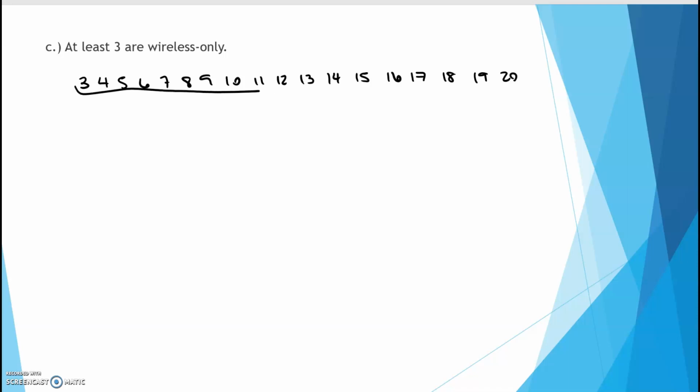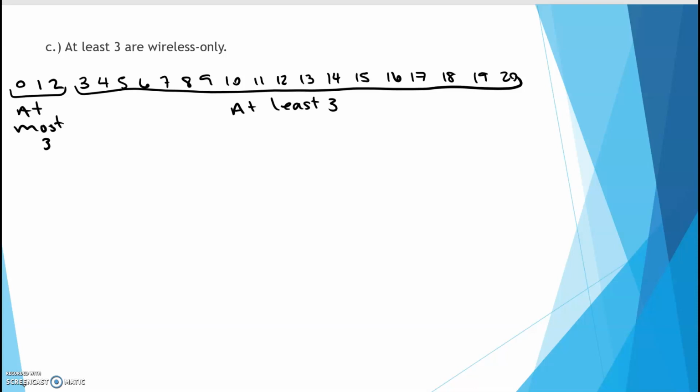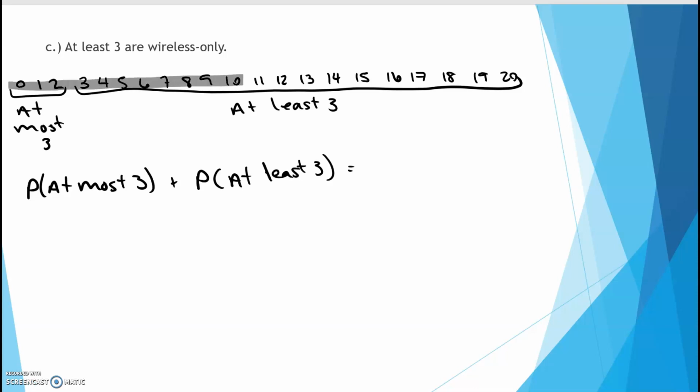So from 3 all the way up to 20, that is at least 3. Possible values are 0, 1, and 2. Now this is at most 3. So what we're trying to do is find the probability of at least 3. If I take the probability of both at most 3 and add it to at least 3, that's going to give me all these numbers from 0 all the way up to 20. And if I find the probability of each and every one of those from 0 to 20 and then add all of them up, since I'm adding everything up, this should be equal to 1.